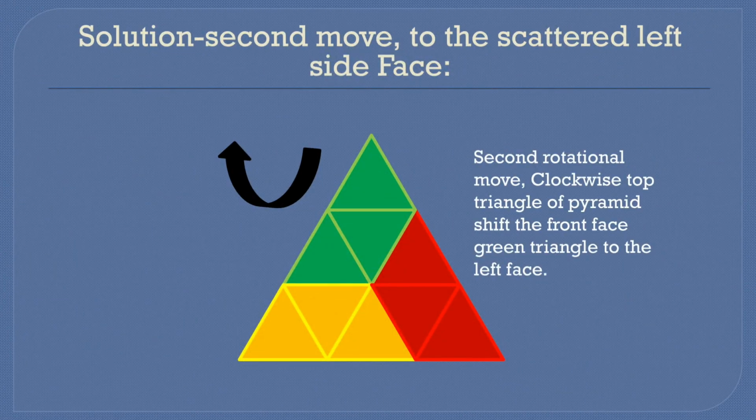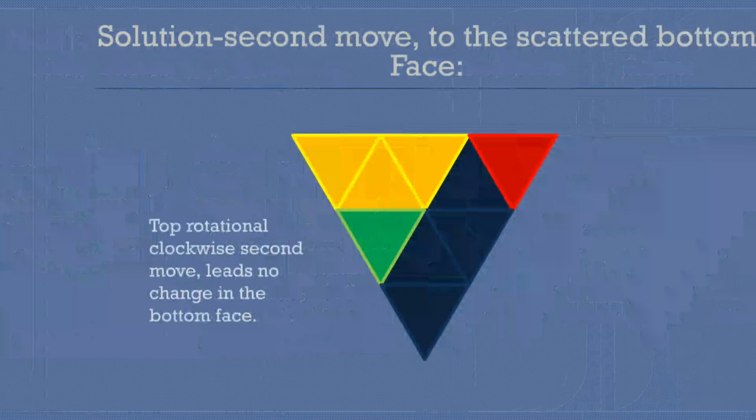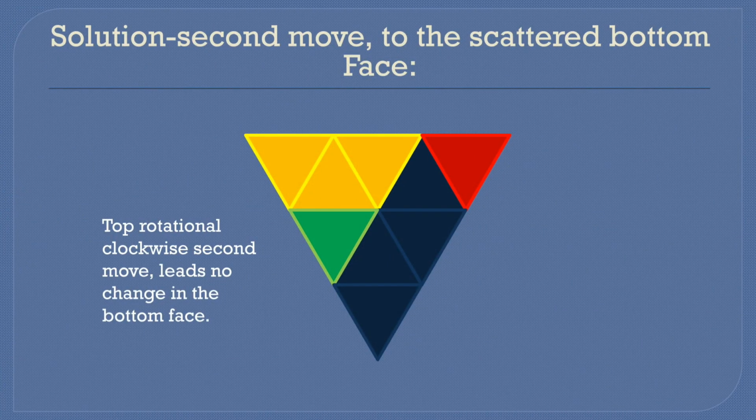The second clockwise rotational move shifts the green triangle of the front face to the left face. The second top rotational clockwise move results in no change to the bottom face.